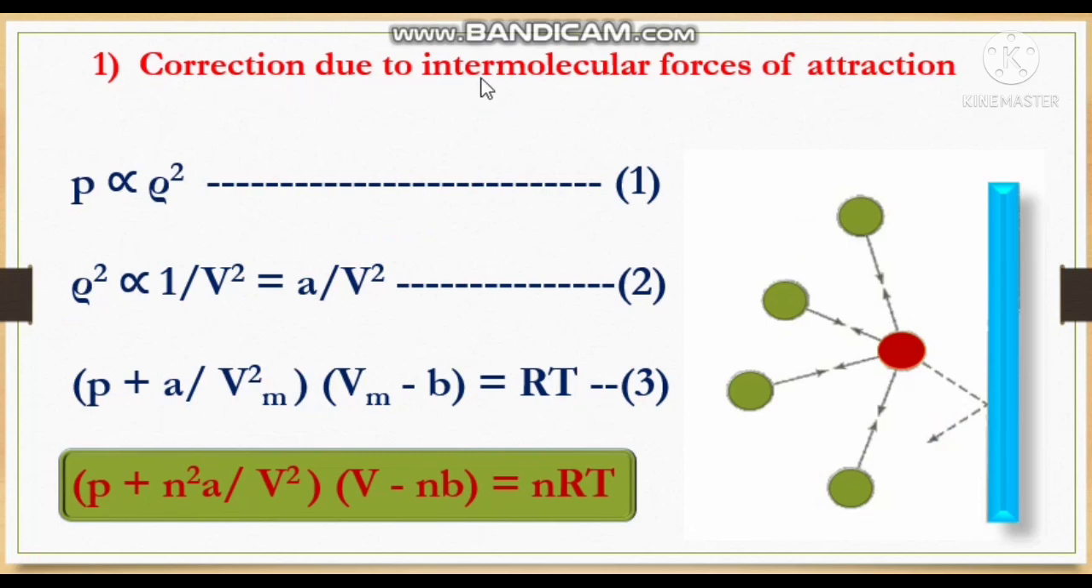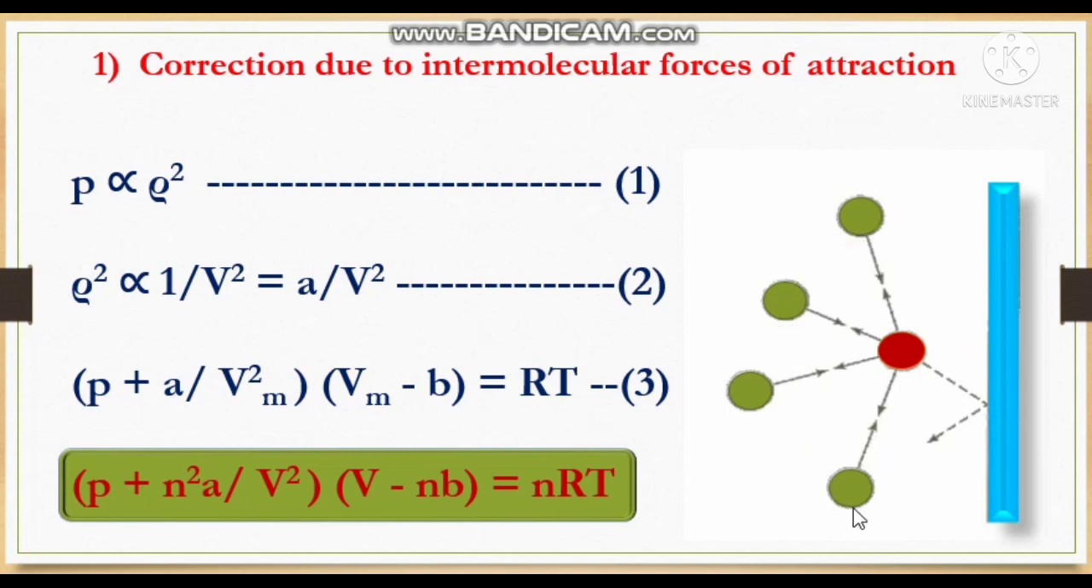Now we will see correction due to intermolecular forces of attraction. In the derivation of the ideal gas equation, it was assumed that there are no intermolecular forces of attraction. But actually it is not so. In order to take into account the effect of intermolecular forces of attraction, let us consider this figure. In this figure, there are certain molecules which are in the middle of the vessel. They are shown by green squares. Their behavior will be different from that of another molecule which is shown by a red square. This molecule is near the wall of the vessel.